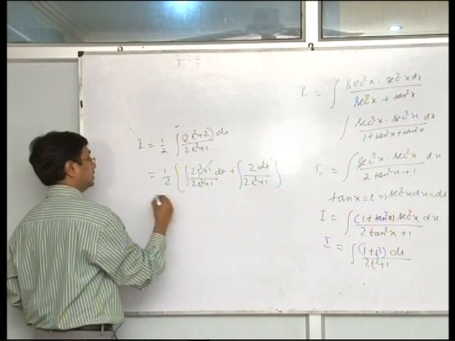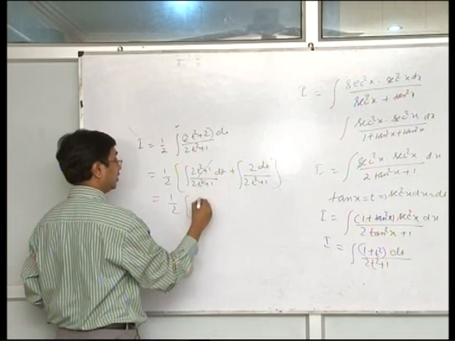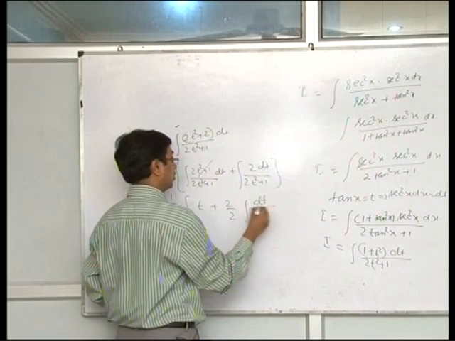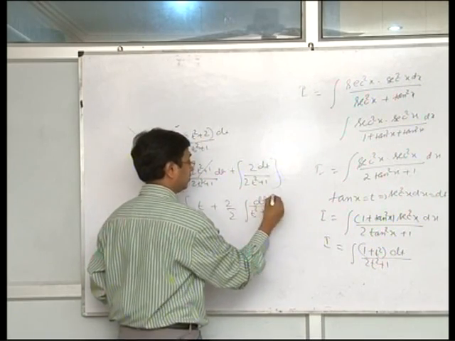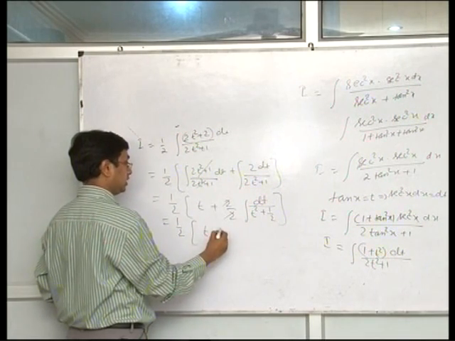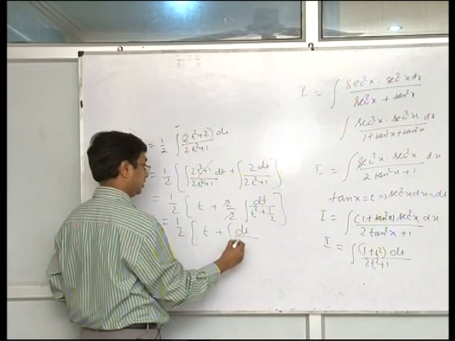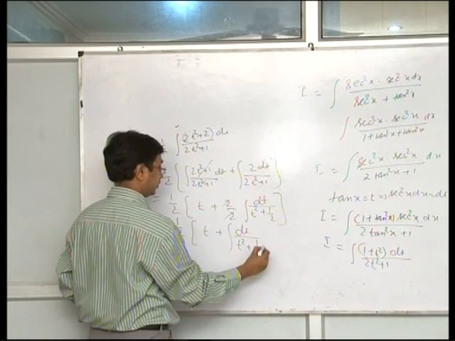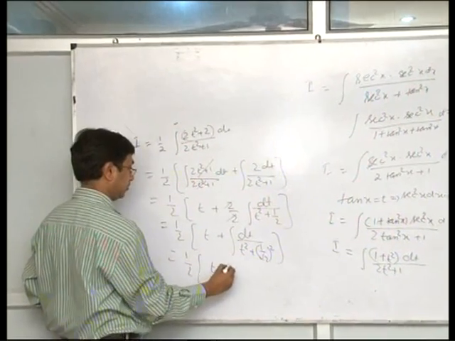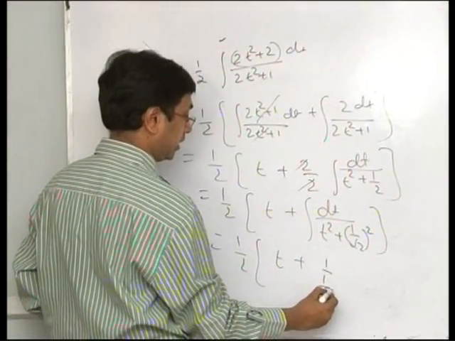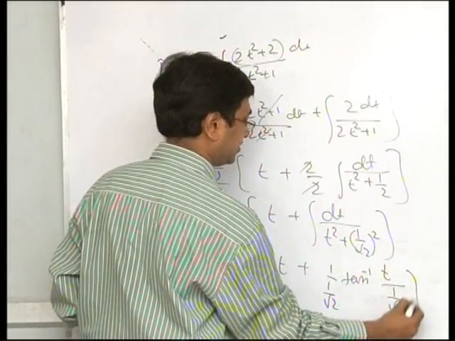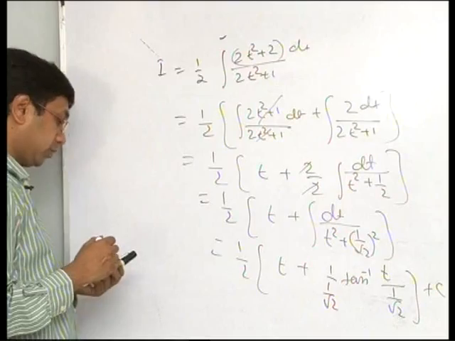So this gets cancelled, half integral of dt is t, 2. Again I am taking 2 also common, so dt upon what? T square plus half. 2 is taken out common. So t plus dt upon half t plus 1 upon 1 by root 2 tan inverse. You can simplify and then put it equal to c.